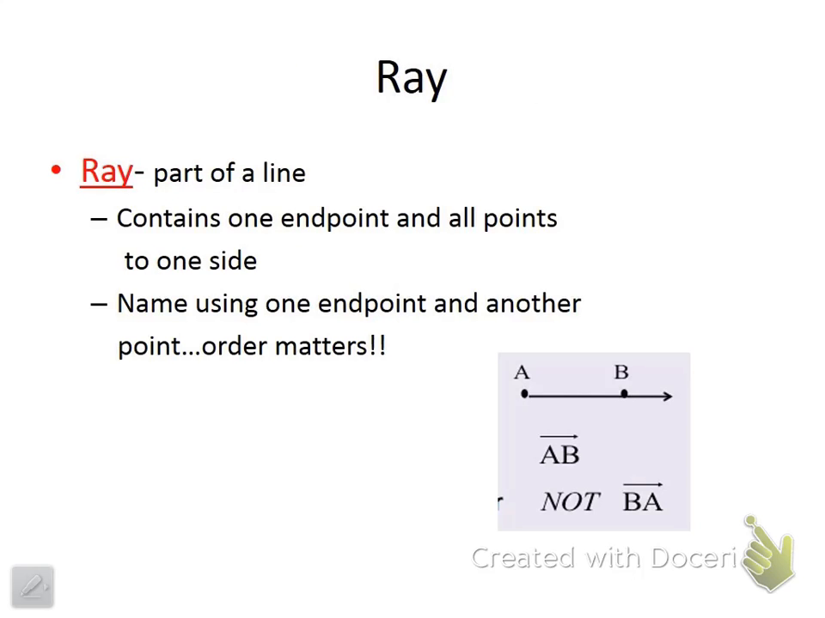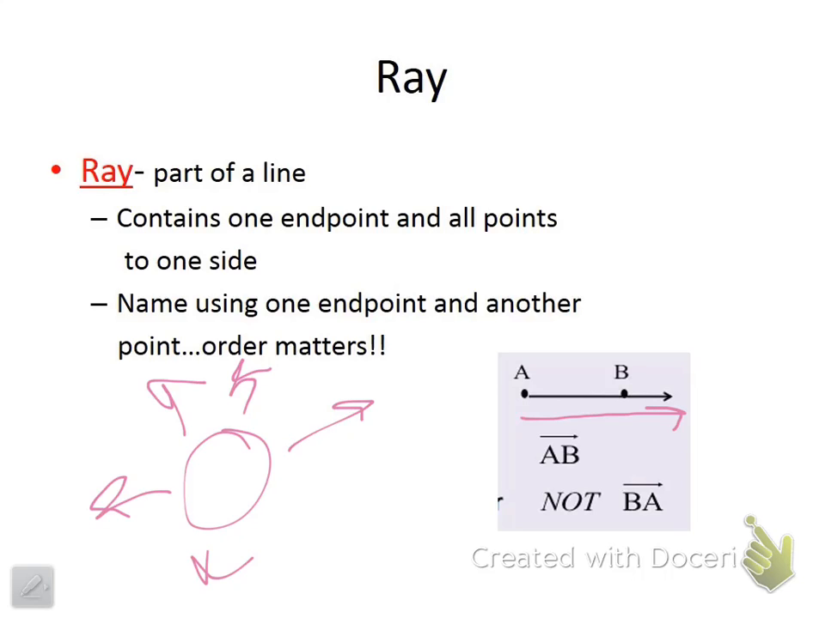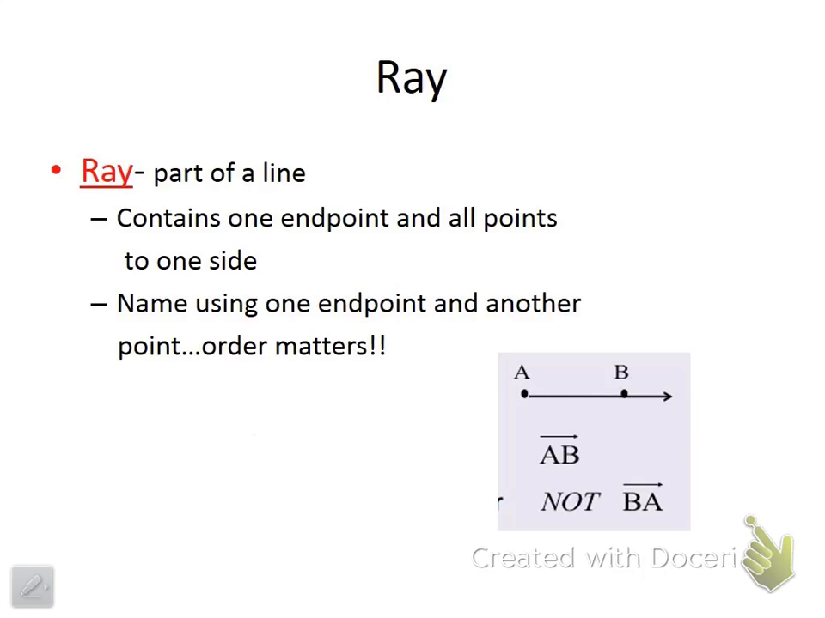Okay, a ray. Say you're thinking of a sun, you always have rays coming out. So it's going to be like an arrow. This is an arrow that comes out. It is a part of a line. You can see that there's a line, but the arrows don't go both ways. It contains one endpoint, so my endpoint is where it starts, and all points to one side.